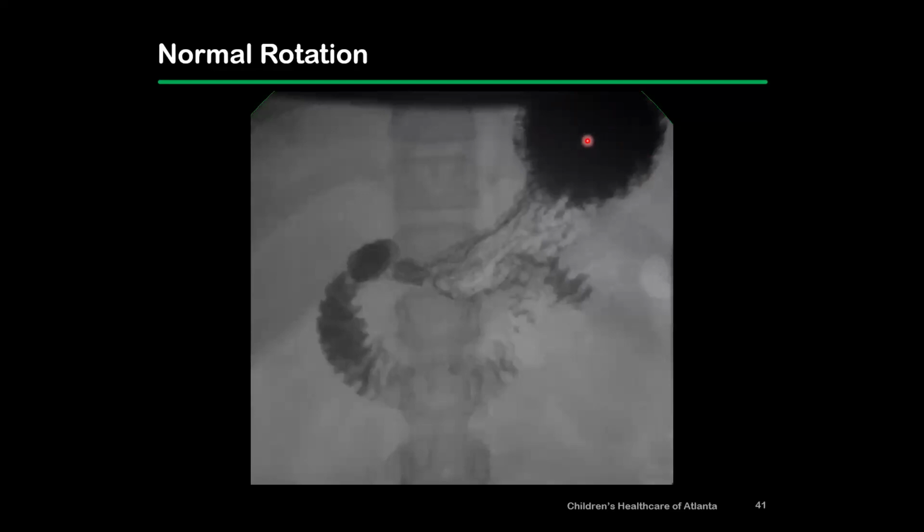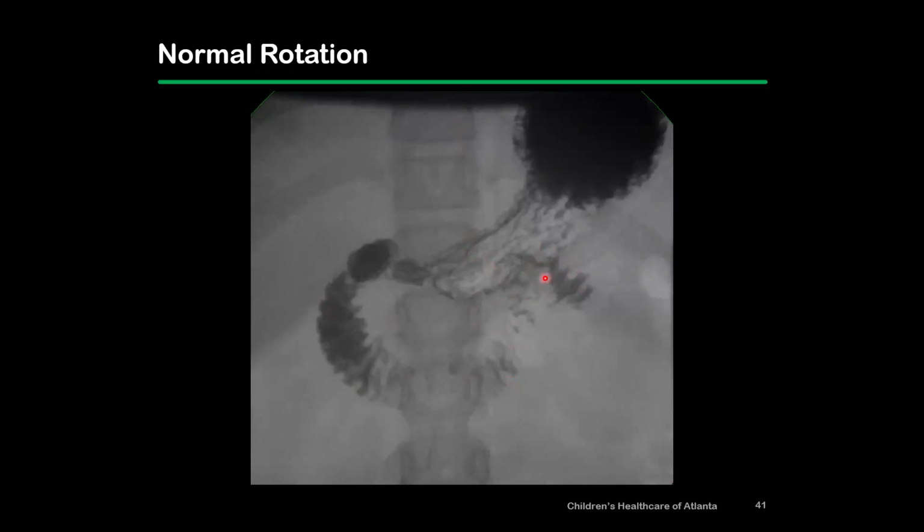And so here's the contrast in the stomach fundus, this is the stomach body. This is the pylorus. Then this is the first portion, the second portion, the third portion, and the fourth portion of the duodenum. And this is becoming the jejunum. And so our duodenojejunal junction should be to the left of the spine. So here's your spine, and it's to the left of the spine. It should be at the level of the pylorus or higher. So this is at the level of the pylorus. This is a normal bowel rotation.